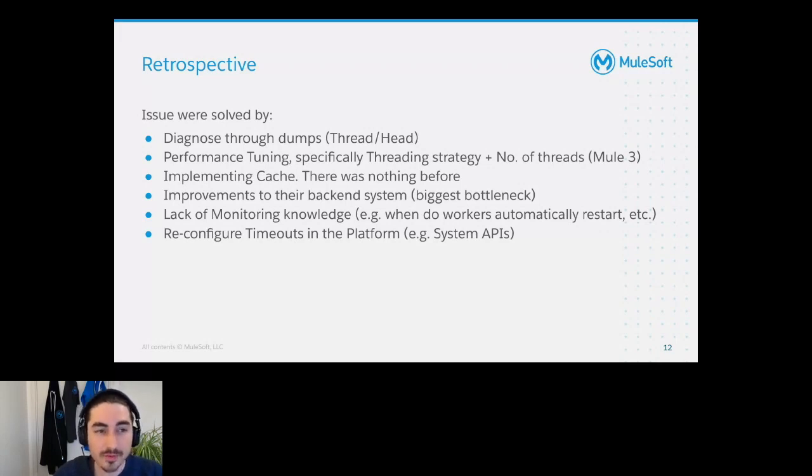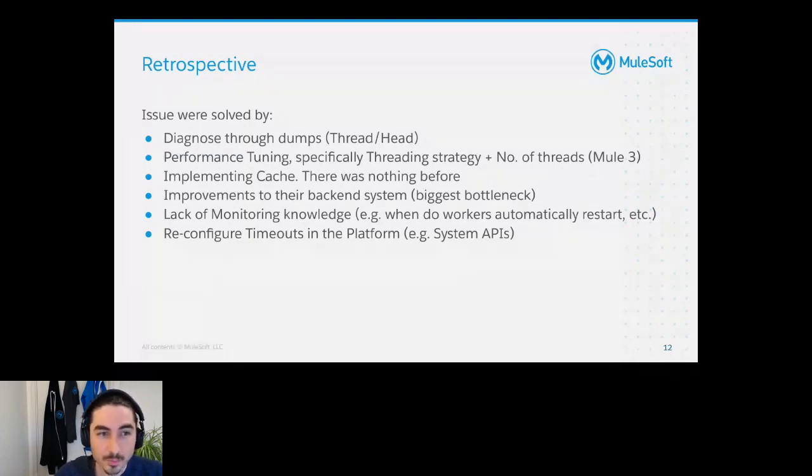The second one is on performance tuning, specifically the threading strategy. What happens is that it's not actual performance tuning in this case. It was more about playing with the number of threads. And I'm not saying that it's not performance tuning, because it worked and it was done in production, but you don't want to be there. You want to do those tests in any testing or staging environment that you have beforehand.